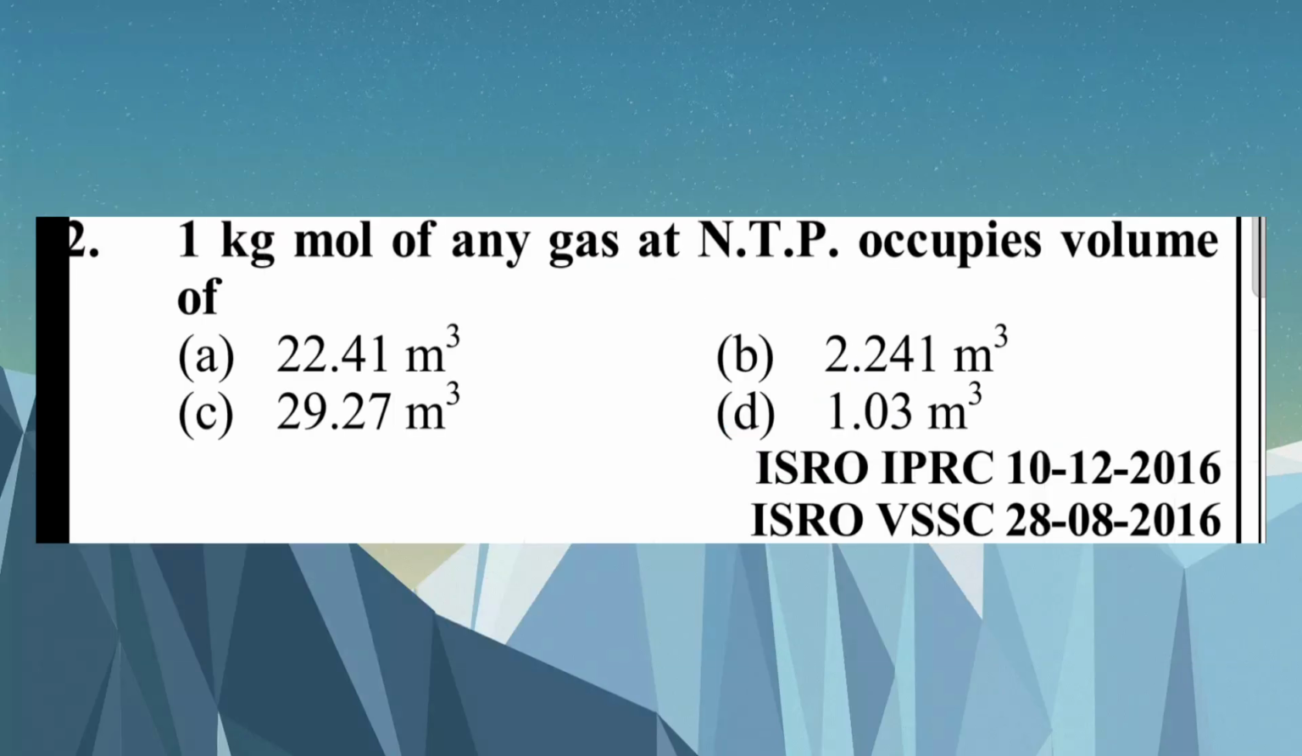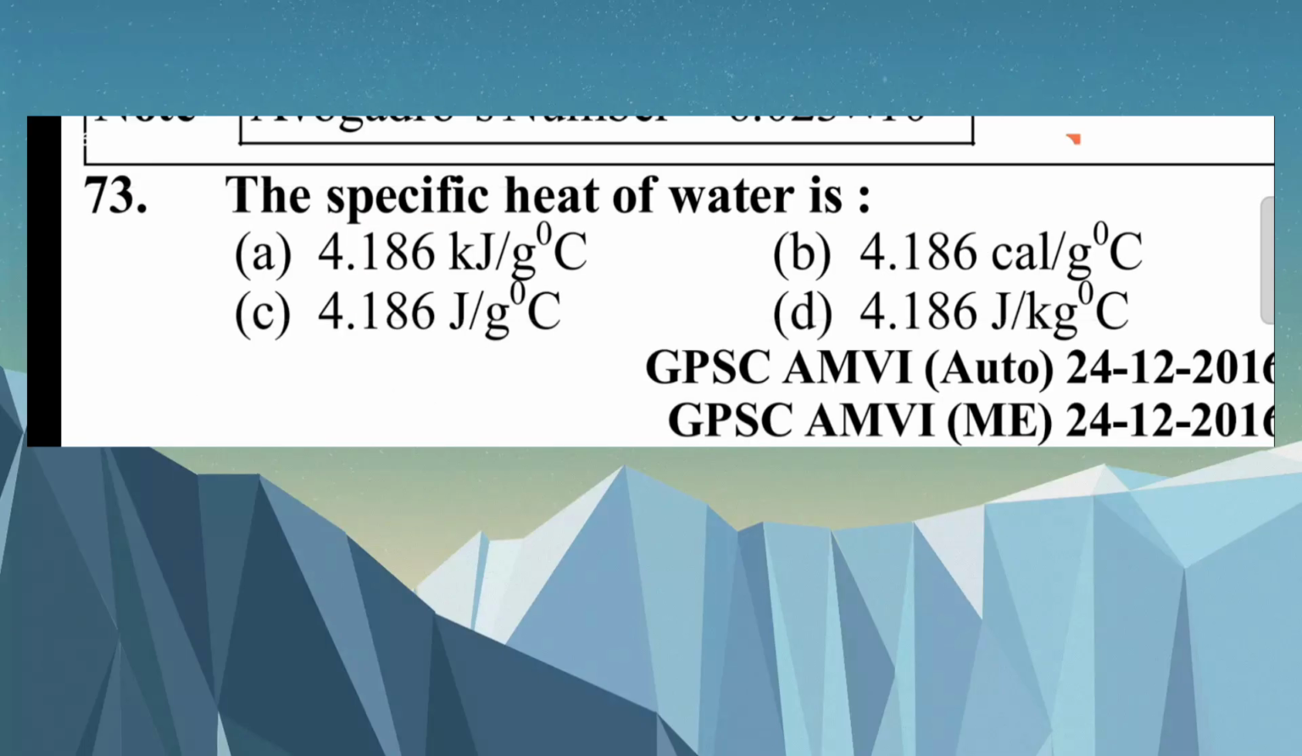Question number 72. 1 kg mole of any gas at NTP occupies the volume: A, 22.41 मीटर क्यूब; B, 2.241 मीटर क्यूब; C, 29.27 मीटर क्यूब; D, 1.03 मीटर क्यूब. A, 22.41 मीटर क्यूब.